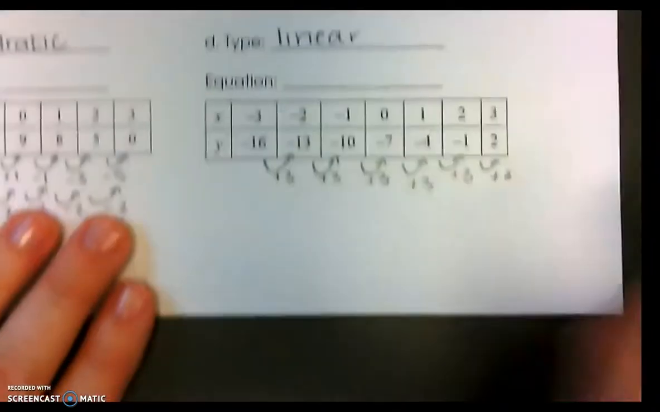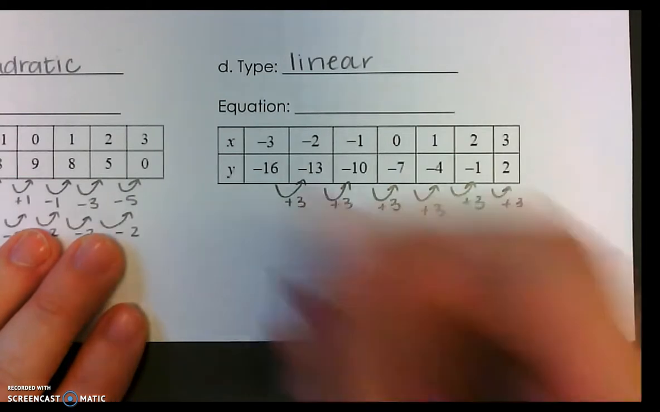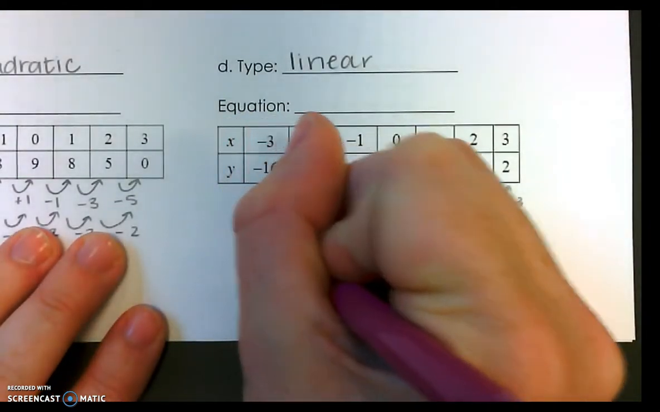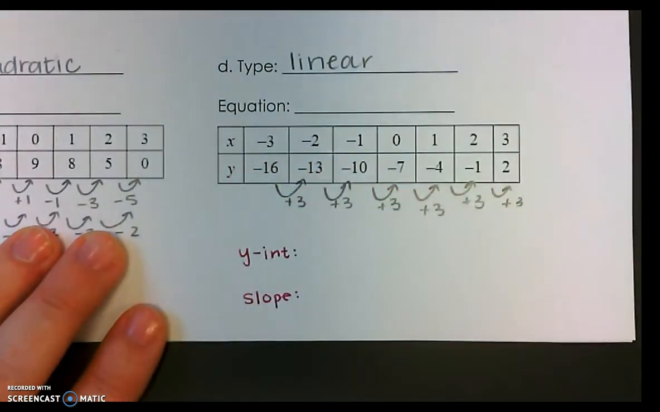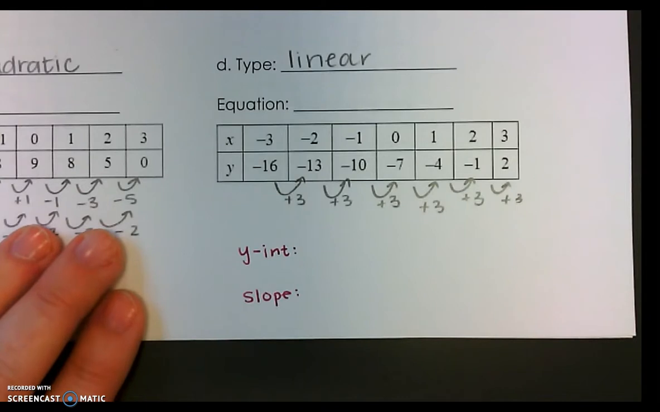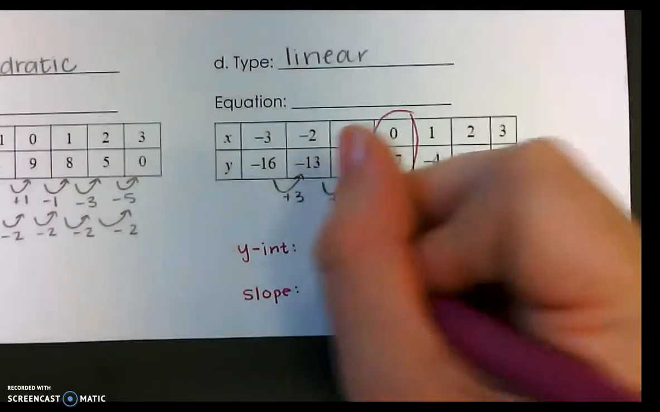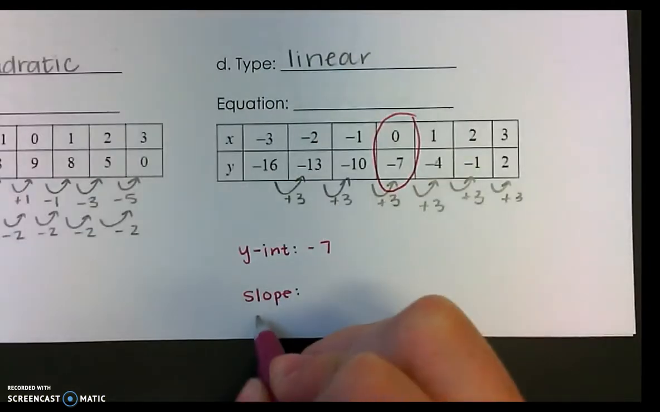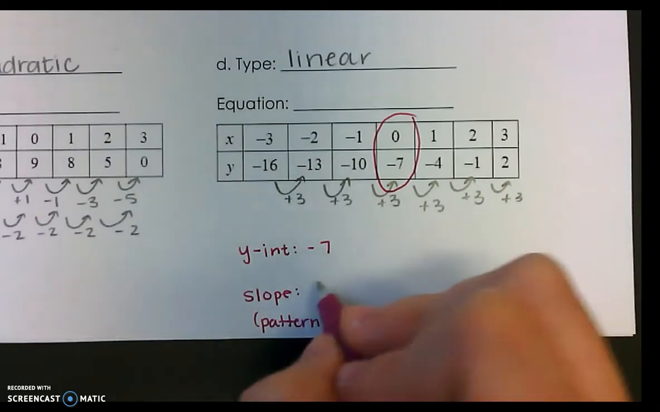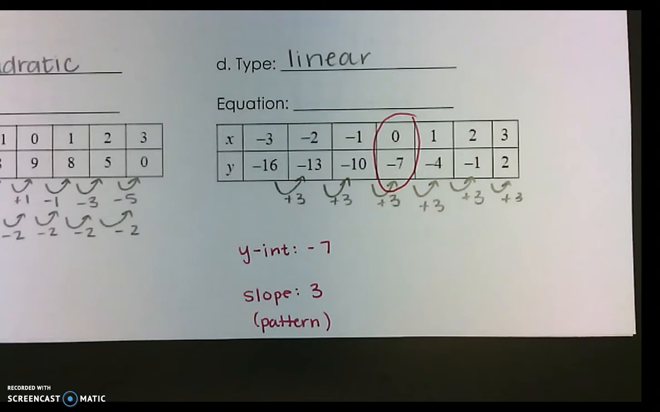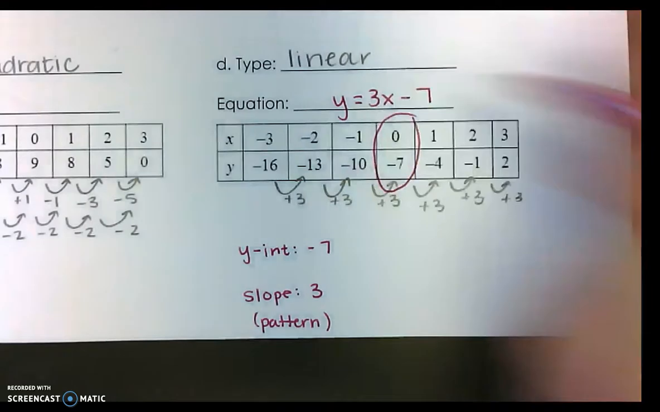From a table, we would want to do the same thing. We need to find our y-intercept and our slope. So our y-intercept is wherever the x is 0. So here's where x is 0 in my table, which means my y-intercept is -7. My slope is my pattern. Since it's adding 3 each time, my slope is 3. So y is equal to 3x minus 7.